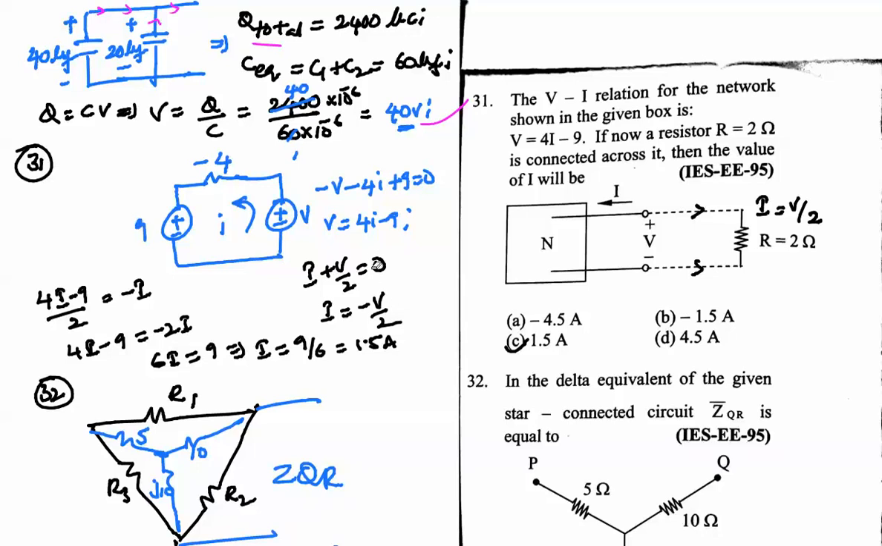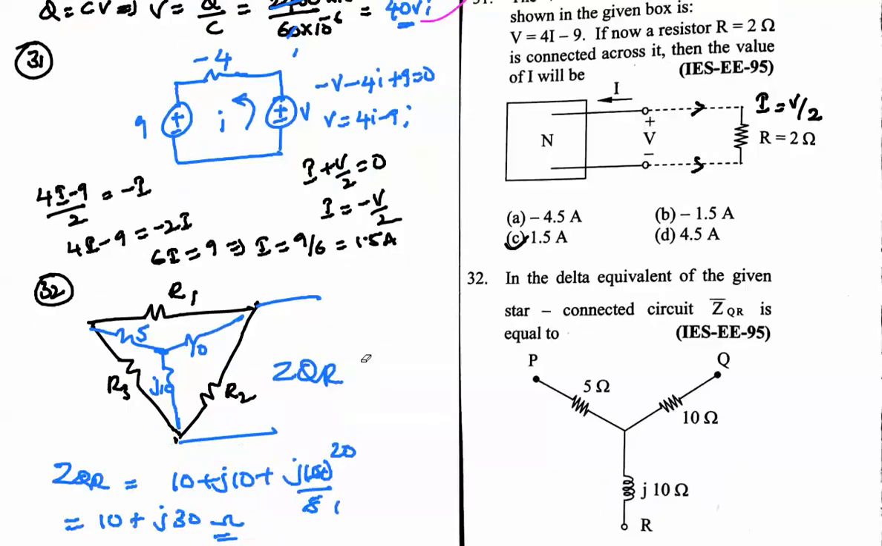Already we know the V value, so V is equal to 4I minus 2. So minus I is equal to (4I minus 9) divided by 2. So from this, if we solve this equation, we will get I is equal to 1.5.